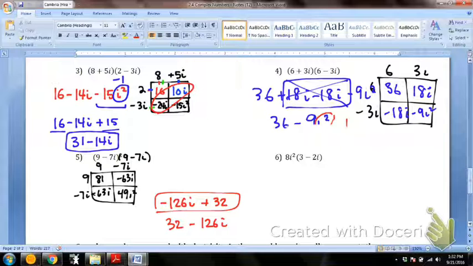Okay? So let's take care of the i squared first. What does i squared give us really? Negative 1, right? And then negative 1 times 8 gives me a negative 8, times 3 minus 2i. Now I'm going to distribute a negative 8. Okay? So we're getting negative 24 plus 16i. Is that what you guys have? Yes. Yep. Excellent.